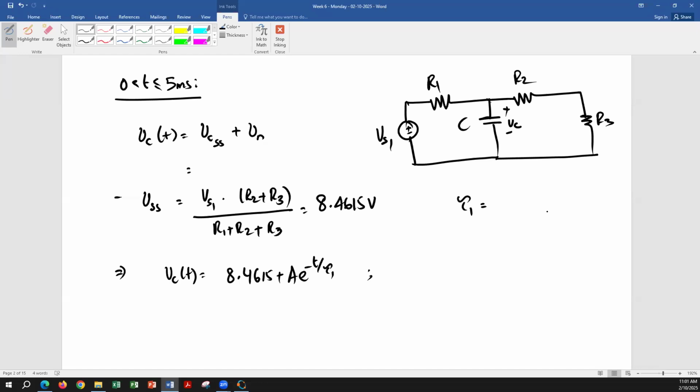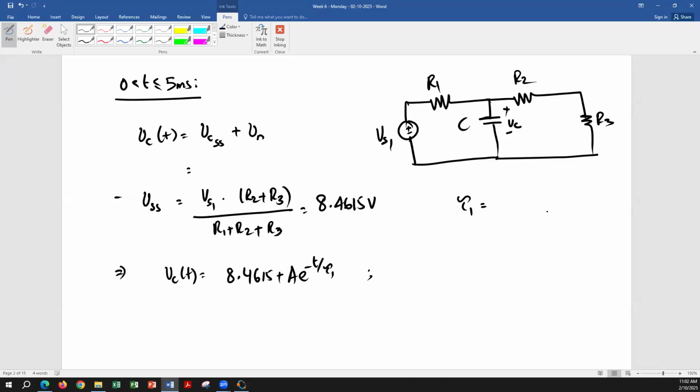Time constant from this circuit. Very good. Excellent. R2 plus R3 in parallel with R1 times C, because the voltage source is going to be a short circuit. So R1 is going to become parallel to R2 and R3, and times C.